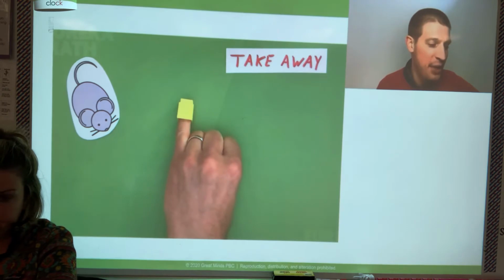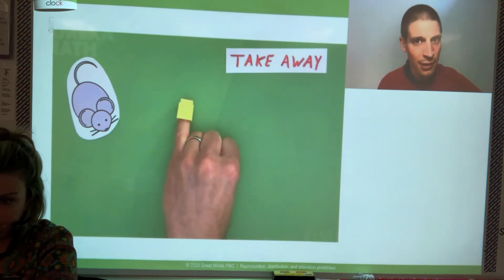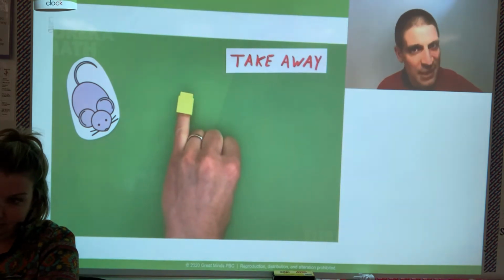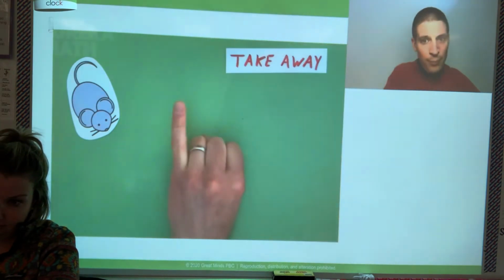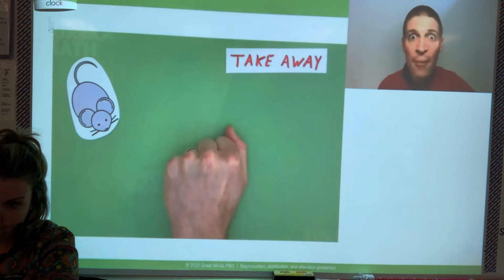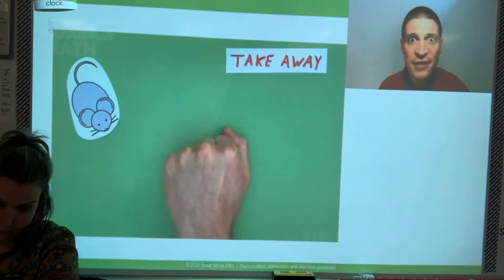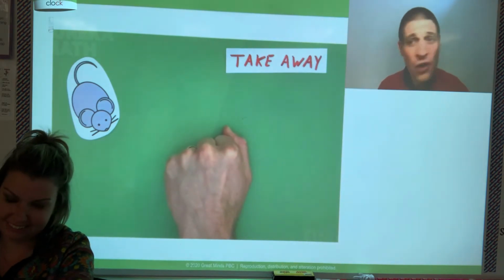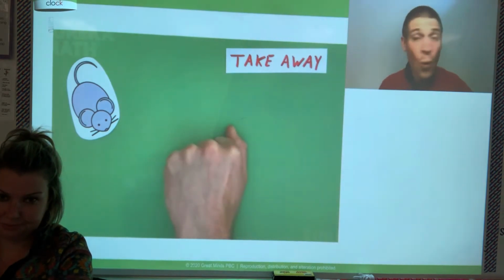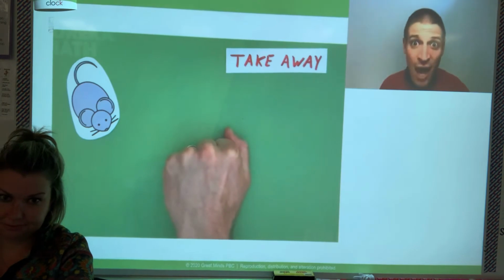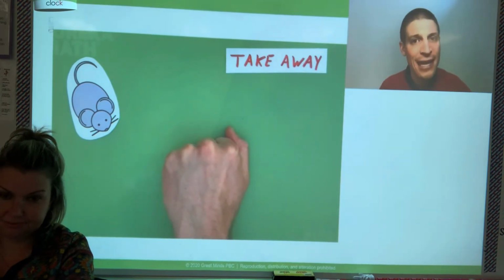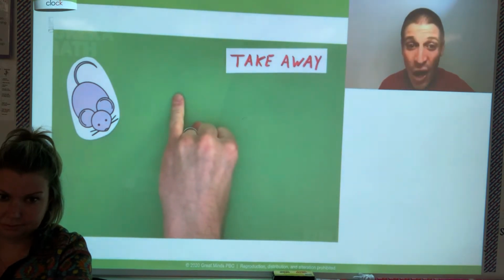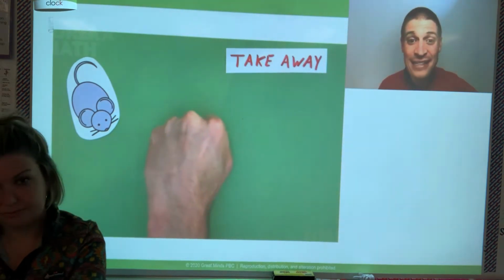Mousy, are you going to eat that piece of cheese? Yes, I am. Oh no, Mousy. Mousy eats that last piece of cheese. How many pieces of cheese do we have left? Tell me. None. We have no more pieces of cheese. We have 0 pieces of cheese. Let's say that last sentence. 1. Take away 1 is 0.